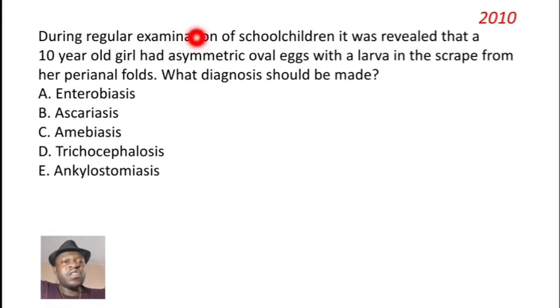During regular examination of school children, it was revealed that a 10-year-old girl had asymmetrical oval eggs with the larva in the scrape from the perianal folds. You know what we're talking about, Enterobius vermicularis. So what diagnosis should be made? Enterobiasis. It's just as simple as that.